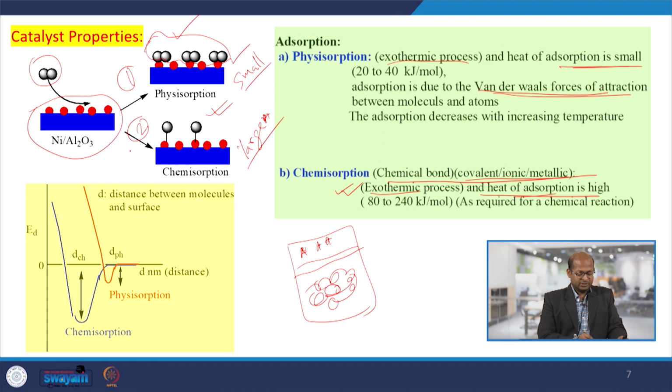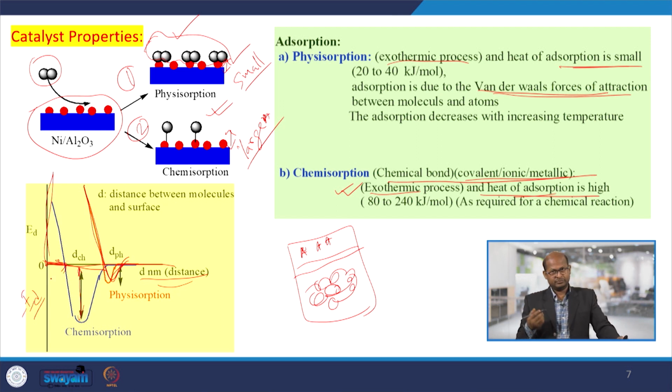For physisorption, if we notice this plot, this is the distance between molecules and the surface of the catalyst, and the y axis is the energy, this is negative energy. Here d_ph is the distance, meaning the separation between the catalyst surface and the molecules. Here the distance is more, and let us say this is for chemisorption.